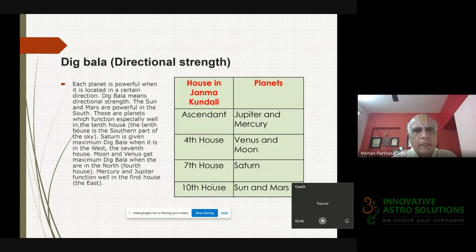these are the planets which function especially well in the 10th house, and Saturn is given the maximum Digbala when it is in the west, the 7th house. When it is in the 7th house, the direction is west, it gets maximum strength. Moon and Venus get maximum Digbala when they are in the north, that is in the 4th house. Mercury and Jupiter function well when they are in the 1st house. So this is how the strength is decided in the Digbala, or direction strength.